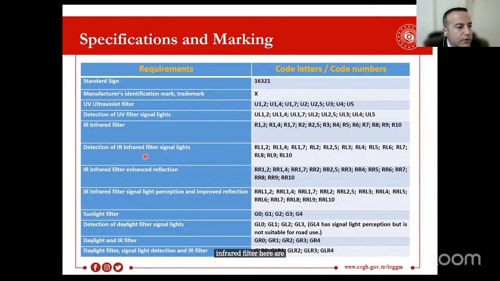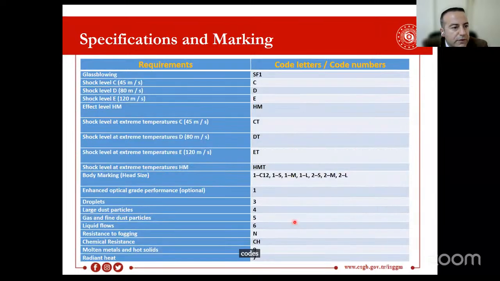Detection of IR infrared filter signal light here, RL. And IR infrared filter enhanced reflection, RR. Infrared filter signal light perception and improved reflection, RRL here. You see sunlight filter, G. Detection of daylight filter signal lights, GL. As you see here, codes of letters and code numbers.